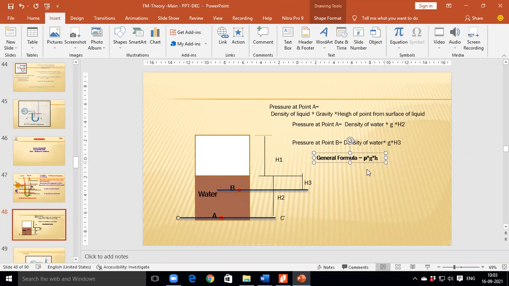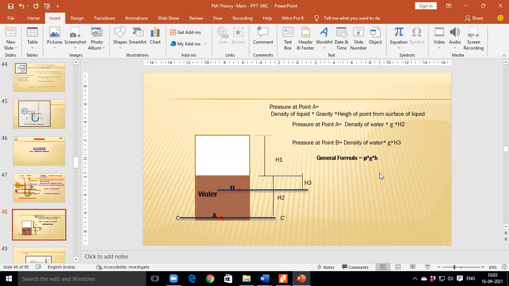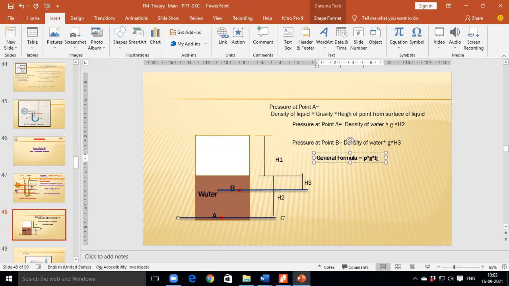We can call this height as a height from the surface to the datum line. This is called as a datum line as far as point B is considered. This is lower level. If we consider point A, this is called as a datum line. If we consider point B, this is a datum line. Means H represents height from the surface of the liquid till that point.